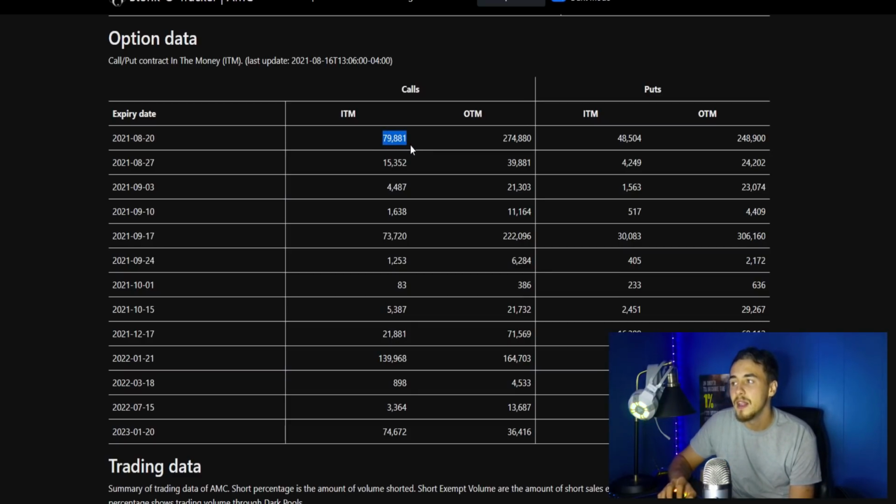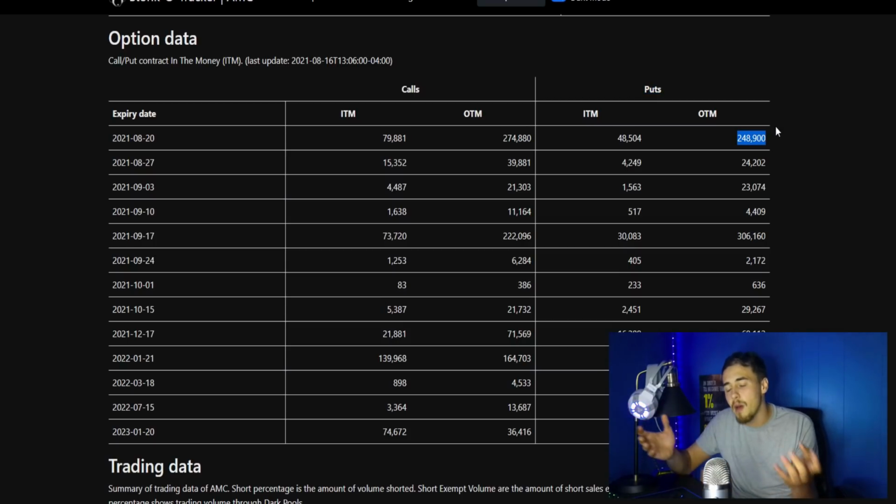Out of the money calls obviously went down a little bit because some went in the money, but relatively speaking, we are still going up in the number of contracts for August 20th. Now out of the money calls at 274,880. We're seeing out of the money puts obviously went down a little bit to 48,504. Out of the money puts still at 248,900. So you do have the potential to go either way.